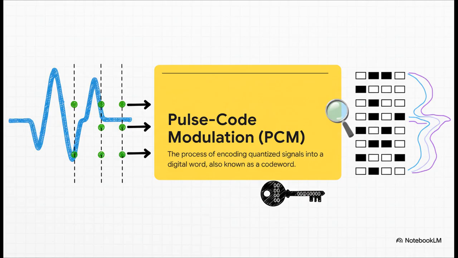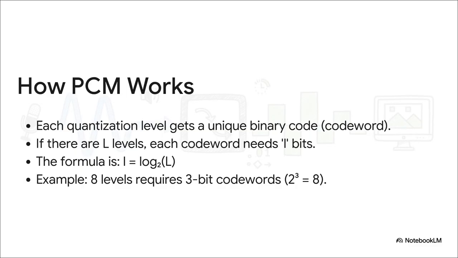All it does is take every single one of those quantized levels we created and give each one a unique name made of ones and zeros. We call that name a code word. So how does that actually work? Well, think of it like a license plate. Every single level needs its own unique binary license plate. The number of digits, or bits, you have determines how many unique plates you can make. So if you only have 3 bits, you can make 8 different combinations, right? From 000 all the way to 111. That means you can label 8 different levels.